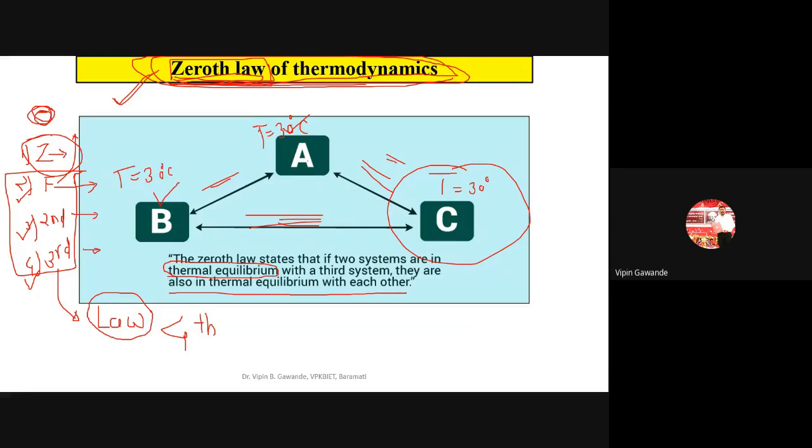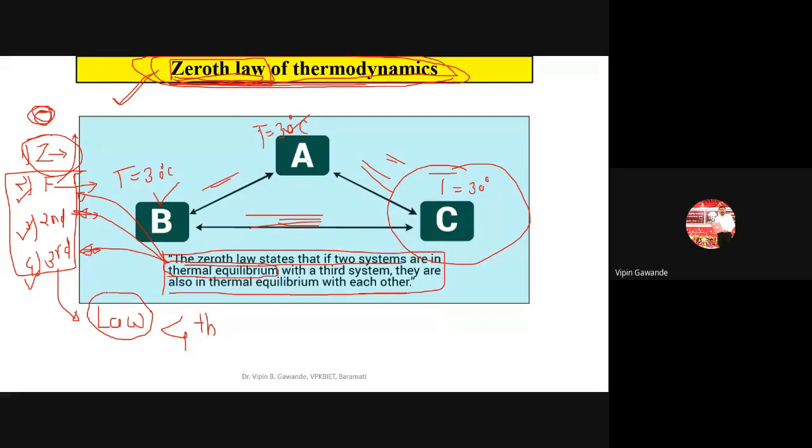Because this law, the zeroth law of thermodynamics, says two systems in thermal equilibrium with a third system are also in thermal equilibrium with each other. Now, this is the basic law, and this concept is already incorporated in the first, second, and third laws of thermodynamics. Because this is a general concept that was already used in the first law, second law, and third law. This is related with the three laws.